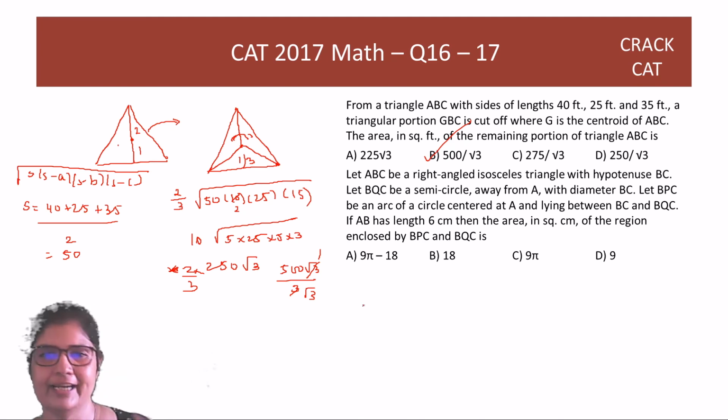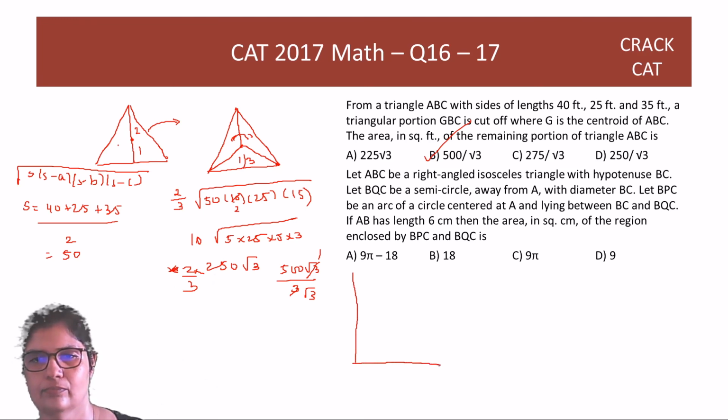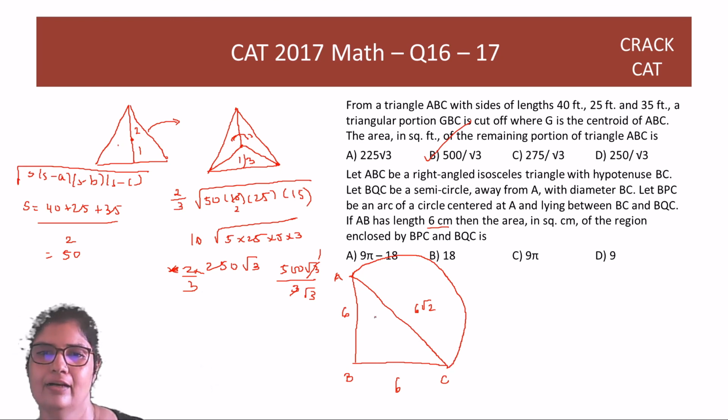Okay? Let ABC be a right angled isosceles triangle with hypotenuse BC. Okay, so this is A, this is B, this is C. It is right angled isosceles. So AB is given as 6, correct? BC is also 6, and AC will be 6 root 2. One you are drawing is a semicircle around AC, and the other you are drawing is an arc. You have to find this area.